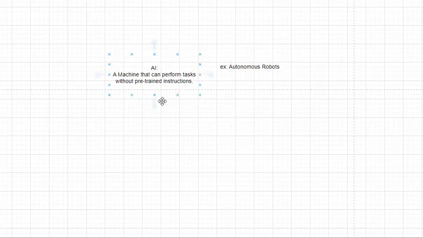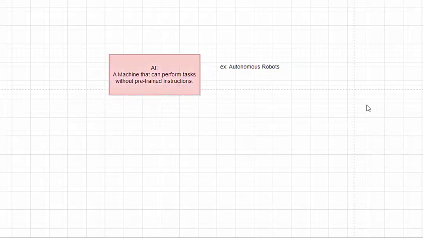So the solid definition that we define for AI is: it's just a machine. What will it do, sir? It can perform tasks without pre-trained instructions. Without any pre-trained instructions, if any machine performs tasks, then we can say that is an example of AI. What is that? Artificial intelligence. AI.